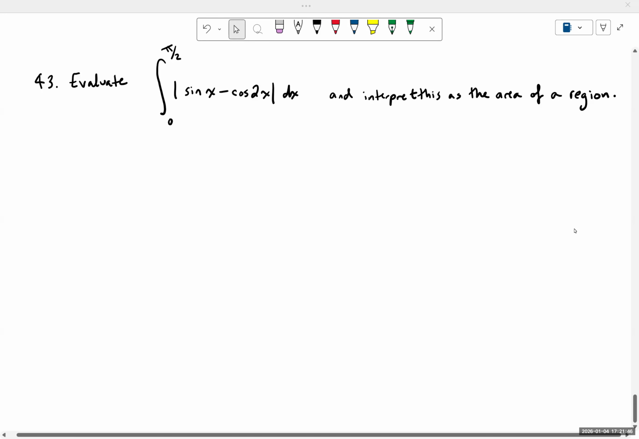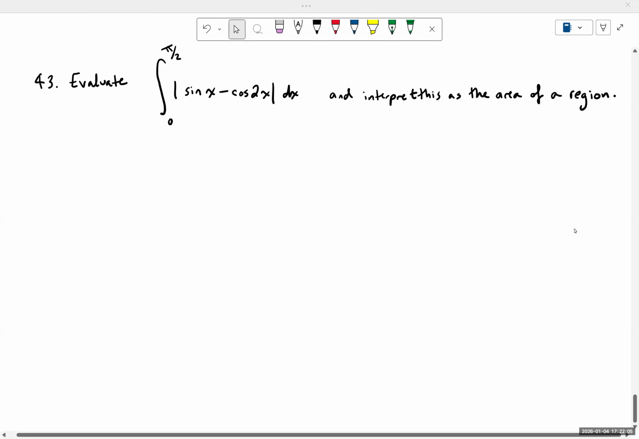This question has a slightly different wording than the ones that we've looked at in the past. In the ones in the past, we were expected to set up an integral. In this one, they're giving you an integral and they're saying, interpret this as the area of a region. Okay, well, what is that supposed to mean?